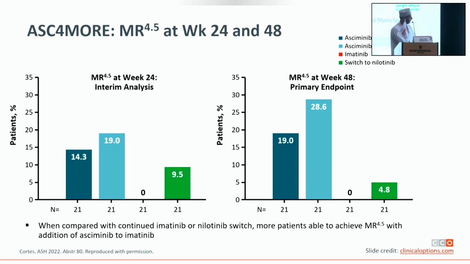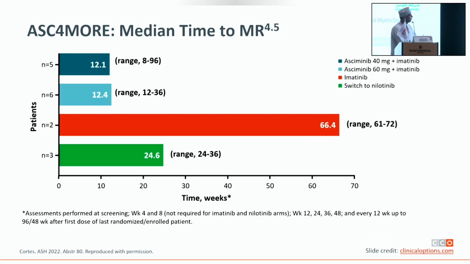Compared to the other, this has kind of stopped, so about 10% for those who switched to nilotinib, and 5% at 4. So it looks like if you add combination with either 40 milligram or 60 milligram, you get numerically better responses than if you switch to nilotinib. When you look at the median time, it was also much faster for patients who had combination therapy.